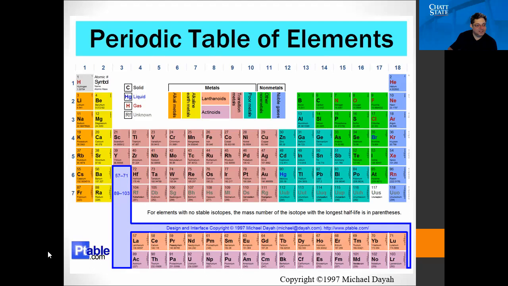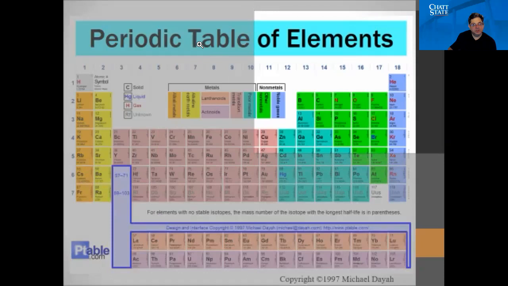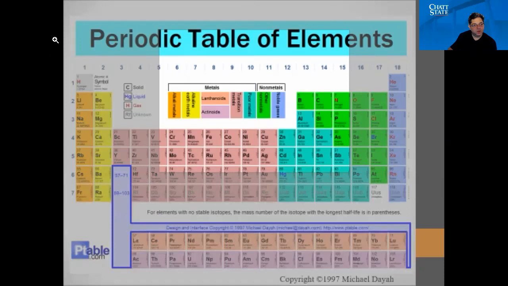Let's check it out. Notice how it's organized, right? We got hydrogen over here with the number one above it. And over here, we got helium with number two above it. Then lithium with three, beryllium four, and so on and so on. So we're talking about it going horizontally. Well, it's arranged this way for a reason.